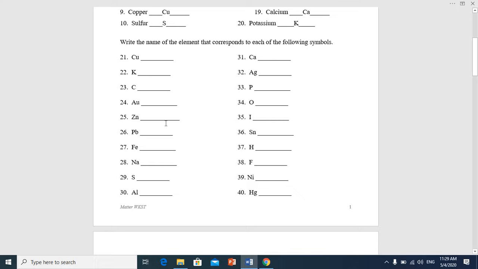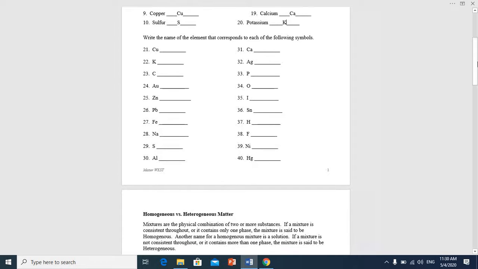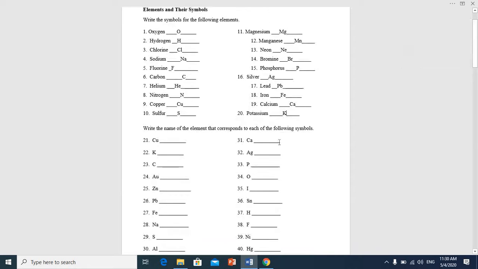So here we have the symbols, and he wants us to write the names of them, and let's see if they look like the first one. Cu, we said, is copper, so you have to write copper. K is potassium. C is carbon. Au is gold, so I will write gold.